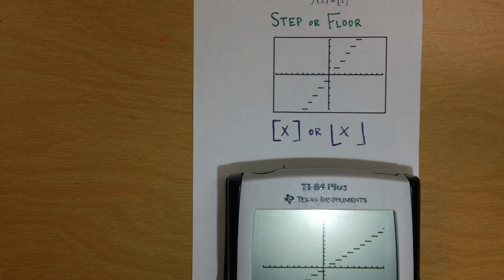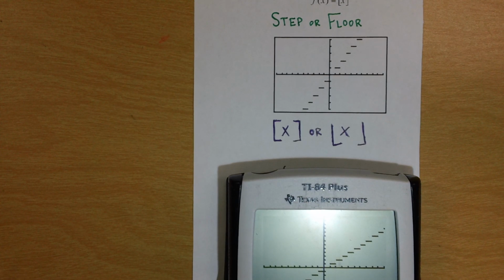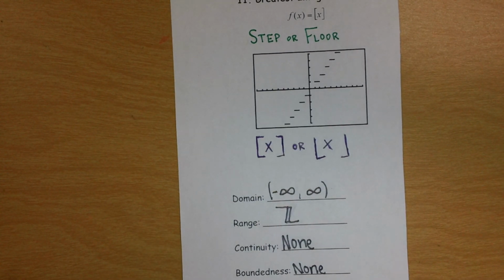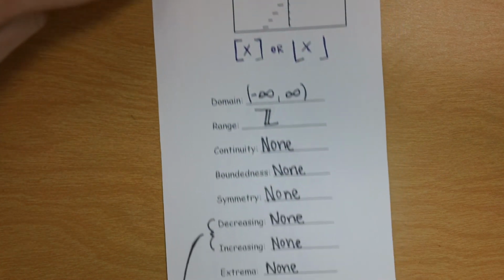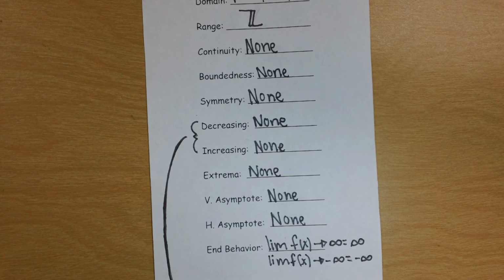Another thing to keep in mind is the greatest integer function can be written in either of these two forms, and they both mean the same thing. The domain is negative infinity to positive infinity, and the range is the set of all integers. There are no discontinuities. This function is not bounded. It is constant on each step, and there are no extrema. It has no vertical asymptote or horizontal asymptote. The end behavior for the limit of f of x as x approaches infinity is infinity, and as x approaches negative infinity is negative infinity.